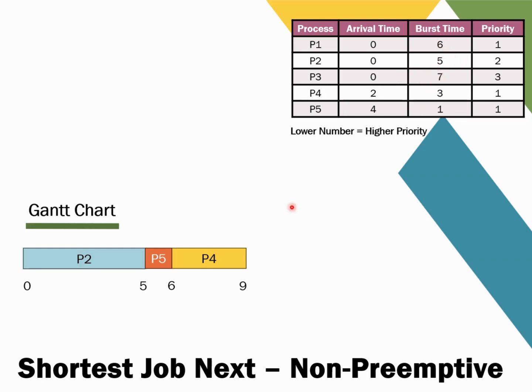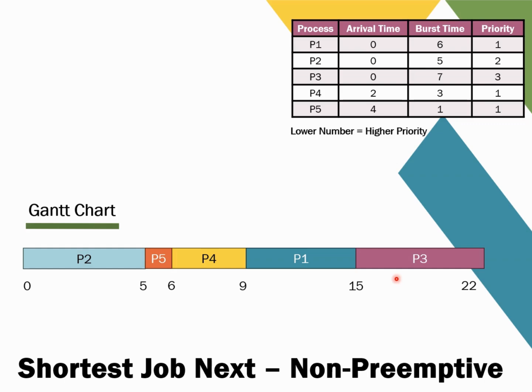So between them, we allocate the CPU to P1 because 6 is less than 7 here. And between 9 to 15, CPU is allocated to P1. And at the end, of course, CPU is allocated to P3 with 7 nanosecond burst time. So as you can see, we draw the Gantt chart here.